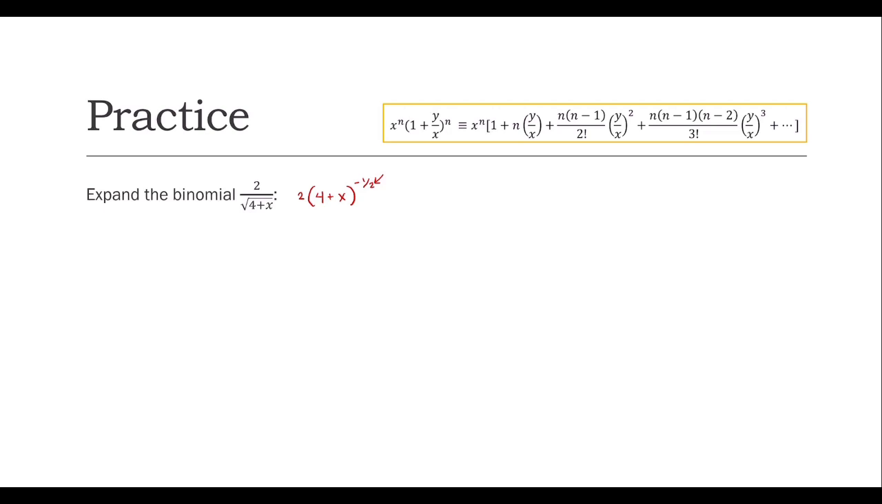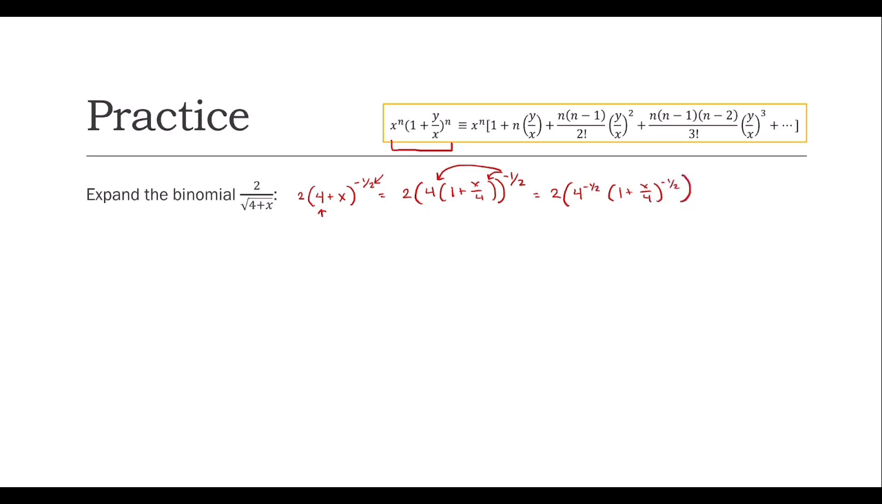So now we need to write this in the form of x to the n times 1 plus y over x to the n. So we're going to factor out a 4 from here. So this is going to be 2 times 4 times 1 plus x over 4 to the negative 1/2. And then we'll separate these. So we get 2 times 4 to the negative 1/2 times 1 plus x over 4 to the negative 1/2.